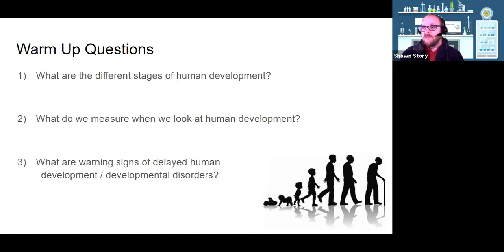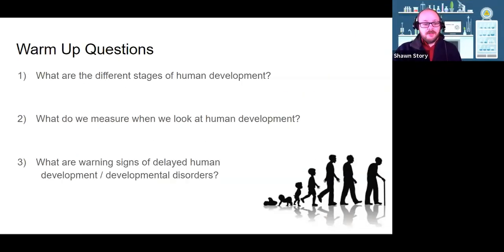For example, we know we have individuals with autism, the autism spectrum disorder, and individuals with the genetic disease of Down syndrome. How do we know that? And how do we identify it? What warning signs do we see in their development?